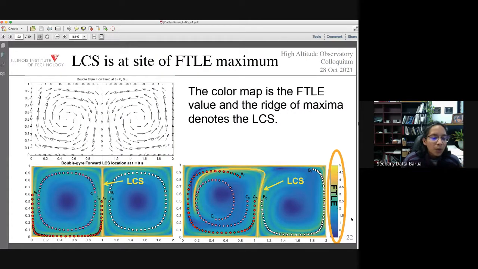So in those figures I was showing earlier, I was plotting in color bar with the color scale the finite time Lyapunov exponent, the FTLE. And the LCS, we can identify as that maximum value of the FTLE through this whole domain. So the color map is the FTLE value. It shows us where the maximum amount of separation is happening. And where that maximum separation is happening, that's the Lagrangian coherent structure.